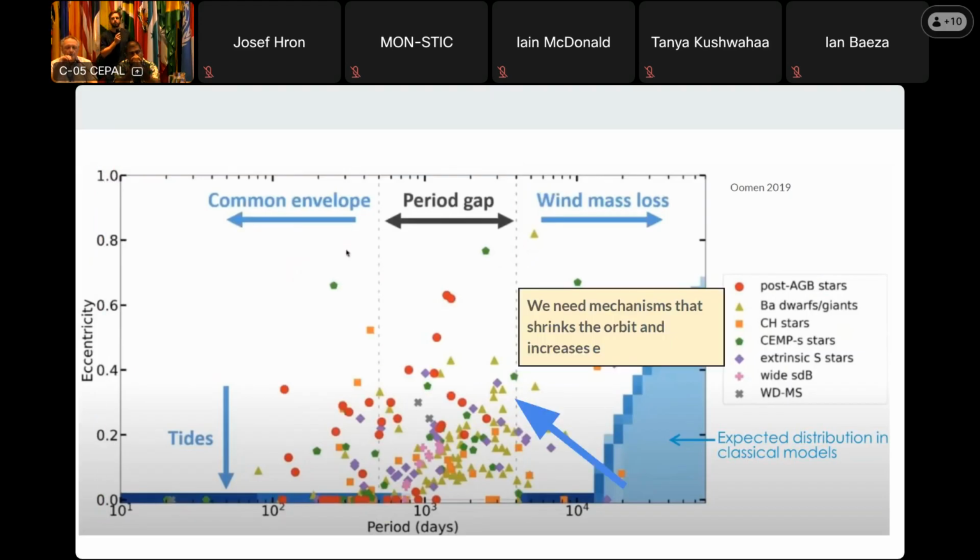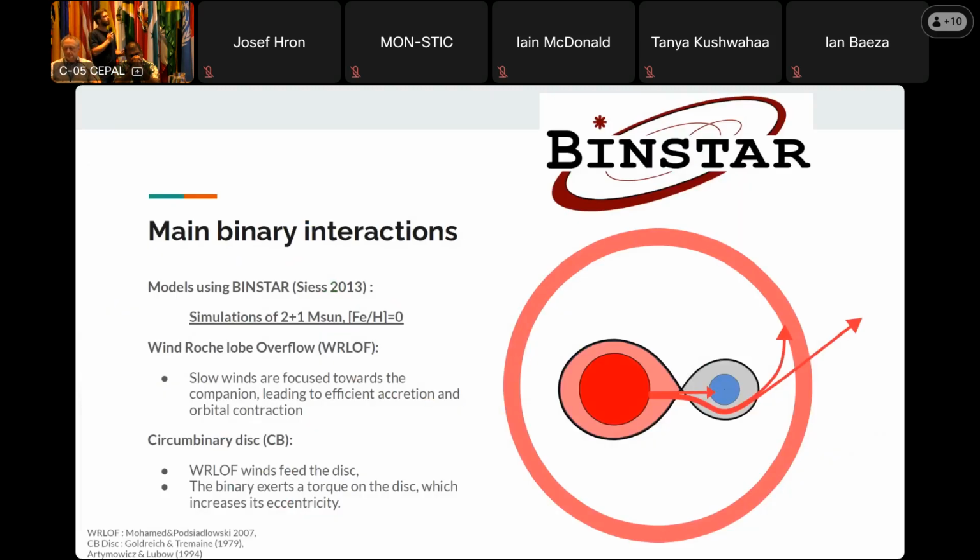How do I want to try to explain this discrepancy? I want to study mechanisms that can shrink the orbit and increase the eccentricity. To do that, I want to use the binary evolution code BINSTAR, which tracks the evolution of both stars and of the orbital parameters. I focus mainly on simulations of a two solar mass AGB with a one solar mass companion at solar metallicity. I want to include two mechanisms, the first being wind Roche lobe overflow.